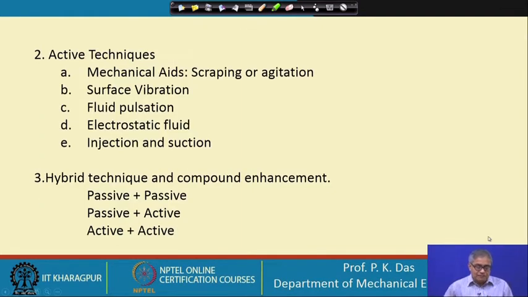And then active techniques. Active techniques means that we have to spend some energy more than what we are spending for the fluid flow. Additionally, we have to spend certain amount of energy. So, there could be mechanical aids like scraping or agitation. In case of many chemical reactors where heat exchanger is also integrated with the reactor, we have got these agitators. For viscous fluid, we have got scraped surface heat exchanger, as I have mentioned in some of the lectures earlier. Then there could be surface vibration. So, all these things, two goals are there.